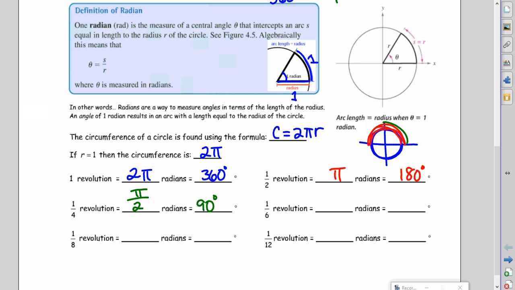I'm going to go to the one underneath that right now: 1/8 of a revolution. If this was 1/4 of a revolution, then 1/8 of a revolution would be half of that, which is a quarter of a pi, or pi over 4. Half of 90 is 45 degrees.